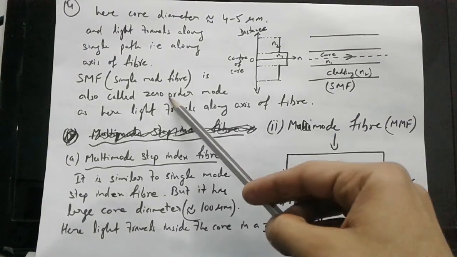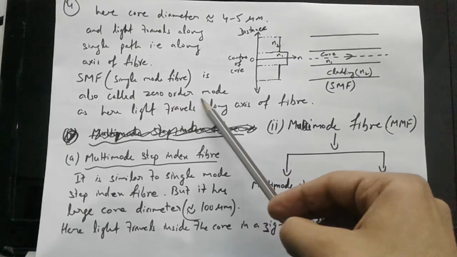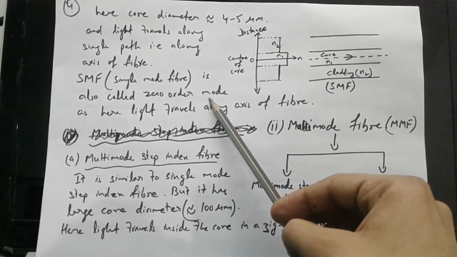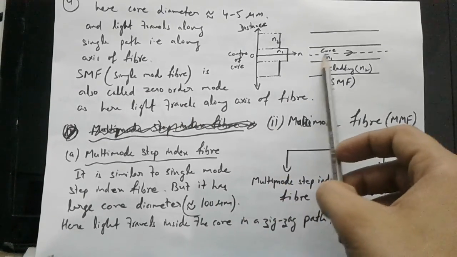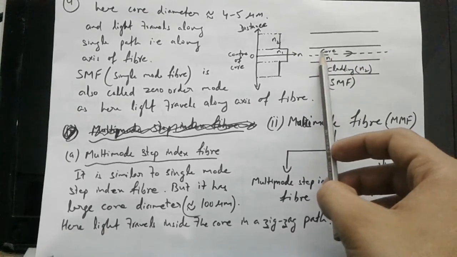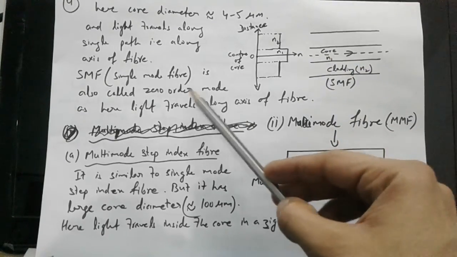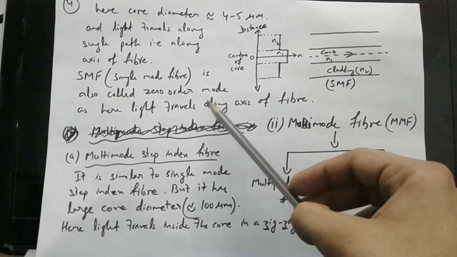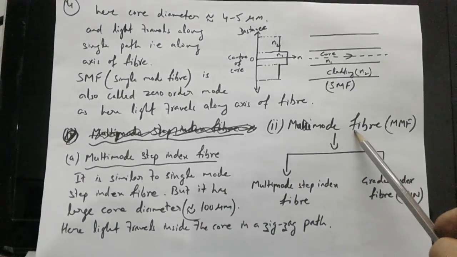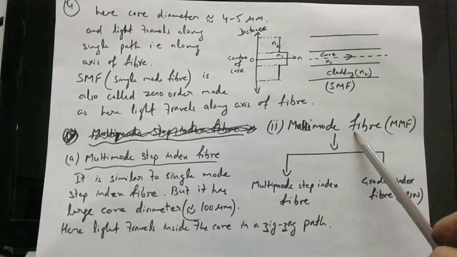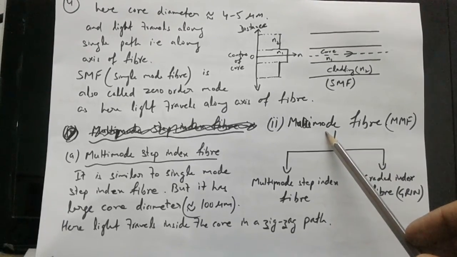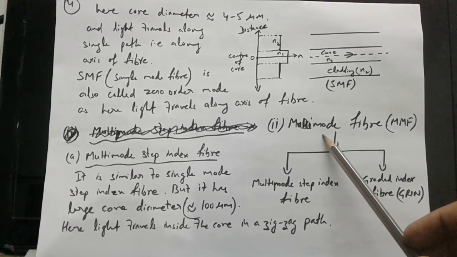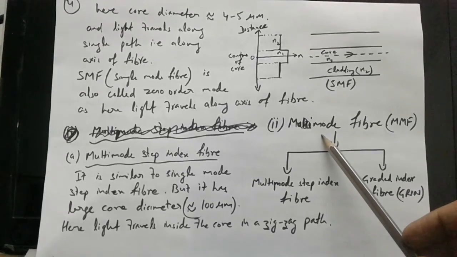Also, we have zero order mode, because here light travels along a single direction, that is the axis of the fiber. So its order is 0. The next is multimode fiber. From the name we can understand that here the order of mode is more than 0 or 1.